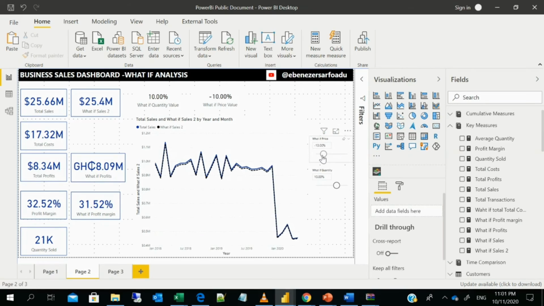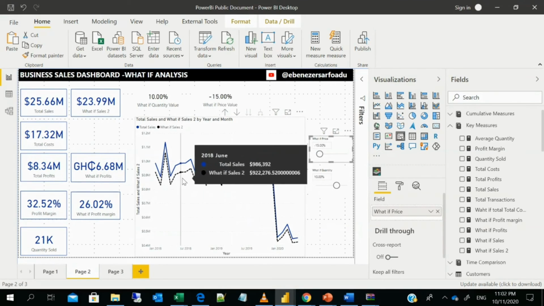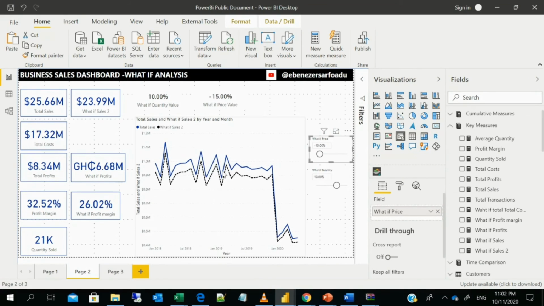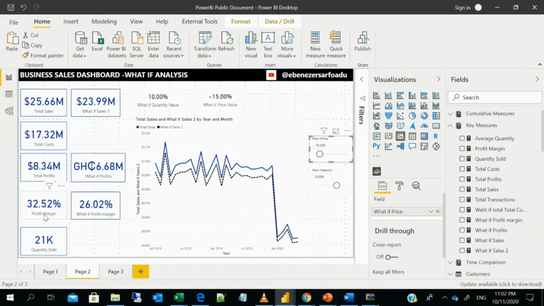So let's say, what if we reduce our prices by 15%? So you see that what if price will change to 15. Then what if our quantity increase only by 10%? So you see the dotted lines are the what if case. So we may lose. However, we may gain more people buying from us, but we may lose. I mean, our profit margin has reduced from 32 to 26. But on the flip side, we are looking at probably getting more market share. So we've increased the quantity by 10%, which is about almost 23,000.